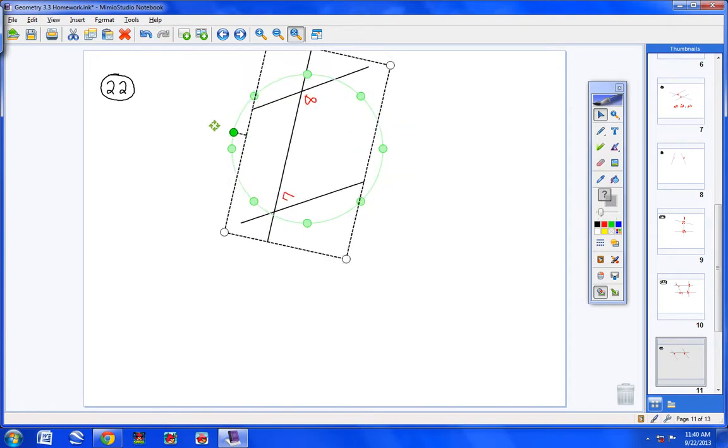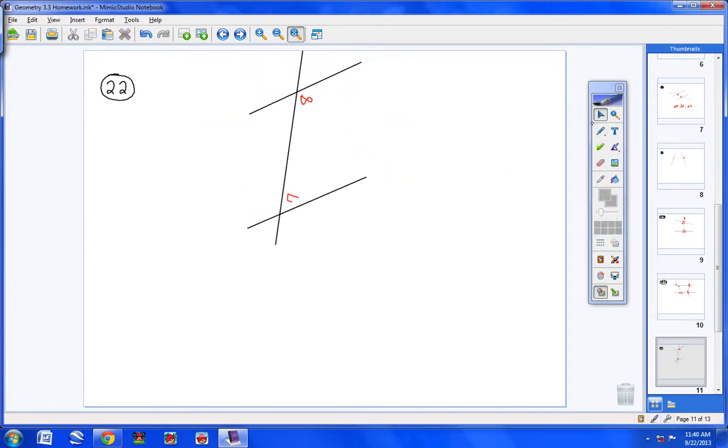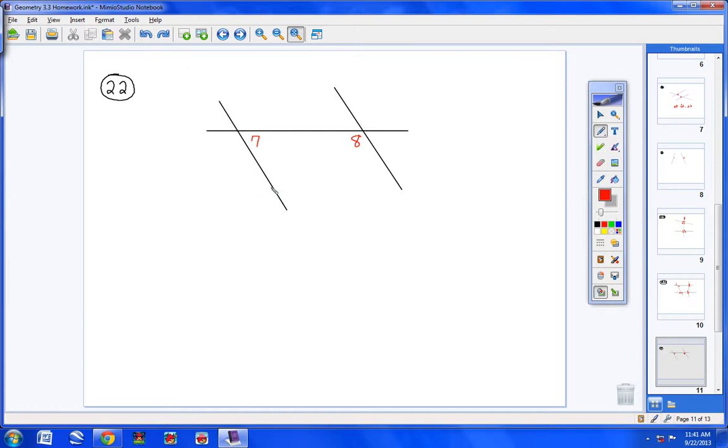So if I turn it this way, like this, now it might help you see here's one line and another line being cut by a transversal. Do you see that? So angles 7 and 8 are both on the interior. They're both on the interior, and they're both on the same side of the transversal. So we call that same side interior angles or consecutive interior angles.